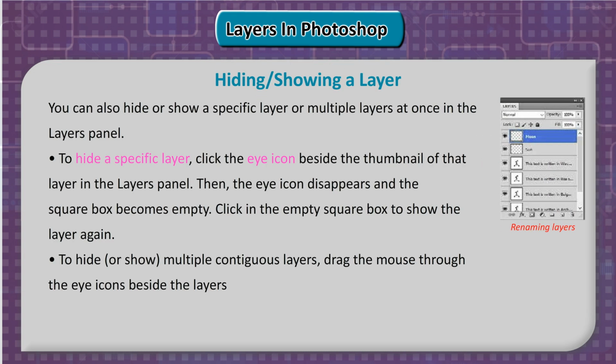Hiding/showing a layer. You can also hide or show a specific layer or multiple layers at once in the Layers panel. To hide a specific layer, click the eye icon beside the thumbnail of that layer in the Layers panel. Then, the eye icon disappears and the square box becomes empty. Click in the empty square box to show the layer again. To hide or show multiple contiguous layers, drag the mouse through the eye icons beside the layers.